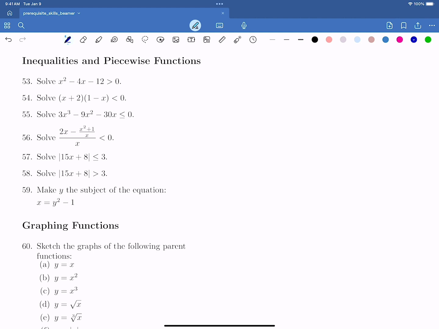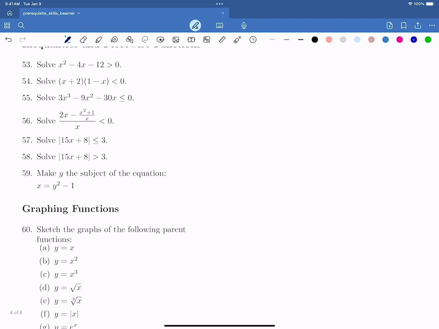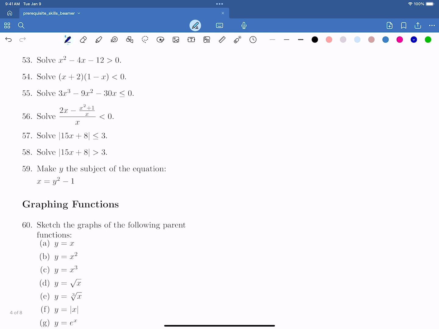Next, solve 3x cubed minus 9x squared minus 30x less than or equal to 0. We're going to start by factoring. All three terms on the left have a 3 in common. They also have an x in common, so let's factor out 3x. Dividing each term by 3x leaves x squared minus 3x minus 10. Let me distribute that back out to check: 3x cubed minus 9x squared minus 30x. Looks good. Less than or equal to 0. This time it's or equal to 0.